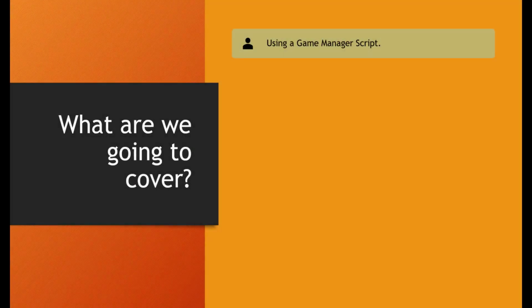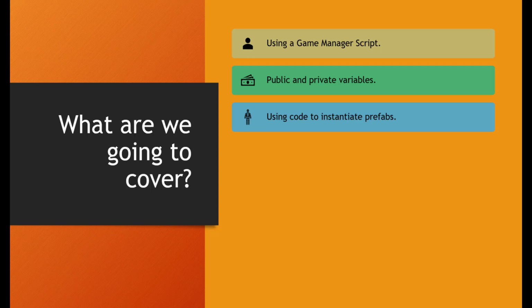Okay, in this video we're going to cover using a game manager script to better organize your code, the difference between public and private variables, using code to instantiate prefabs so that they can be more dynamic in their placement. We're going to re-go over the Vector3 coordinate system just to make sure you have a good understanding.